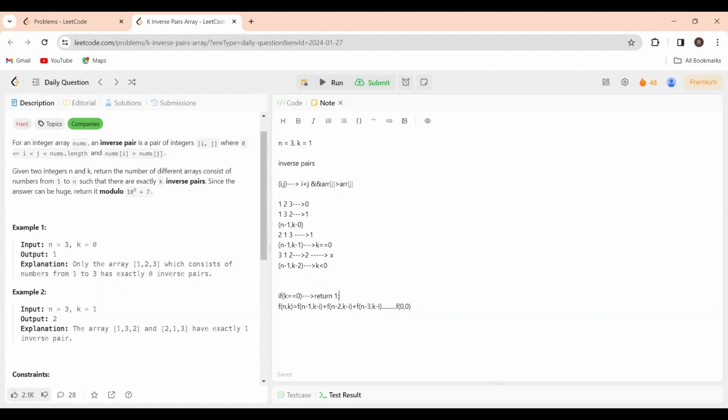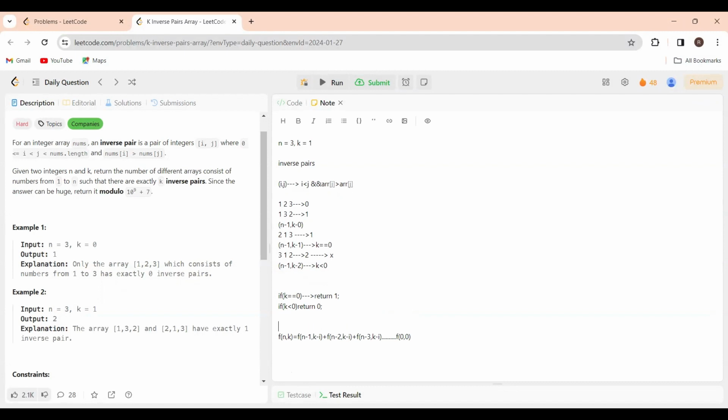Whenever k becomes lesser than 0, so minus 1, it is not a valid case, right? Minus 1 inverse pairs we can't make. So if k is lesser than 0, we need to return 0 here.